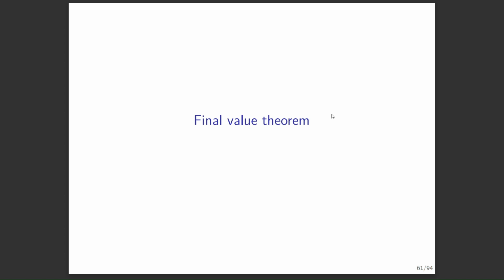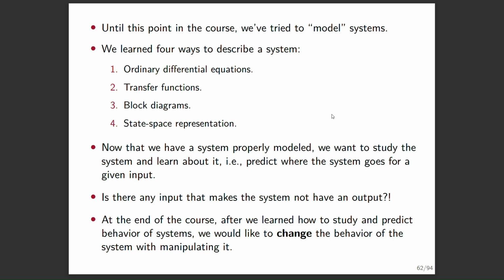Okay, now we want to discuss something called final value theorem. Up to this point, all we have studied in this course has been different ways to model a system. We started with assuming that you know what a differential equation is and how we can use that to describe dynamics of a system. Then we studied transfer functions. In order to study transfer functions, we needed to learn Laplace transform. Then we studied block diagrams, and then we studied state space representation. All four of these are different ways that we can describe a system.